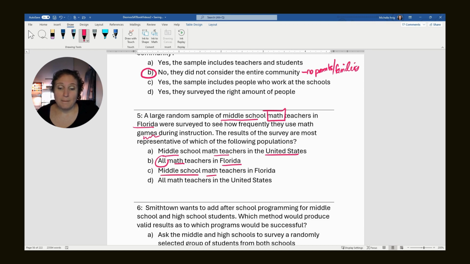Middle school math teachers, Florida. Woohoo! That's the correct answer. Letter D, all math teachers in the United States. We already know the United States is wrong, and we already know all is wrong. So that answer is not correct. Last question of Unit 3.